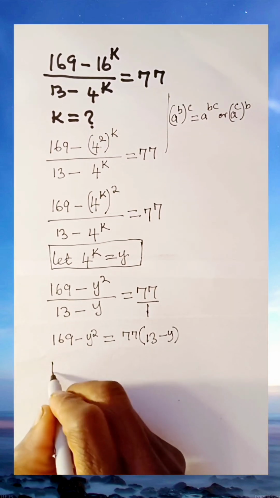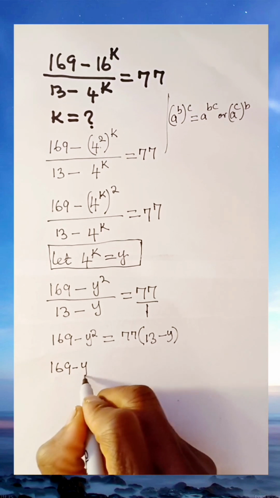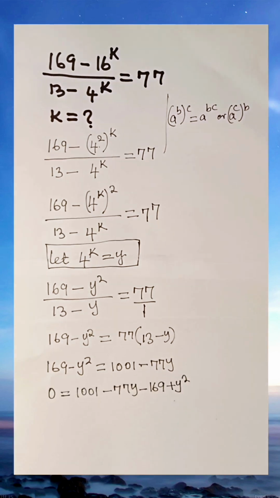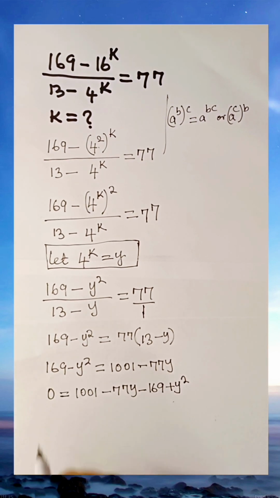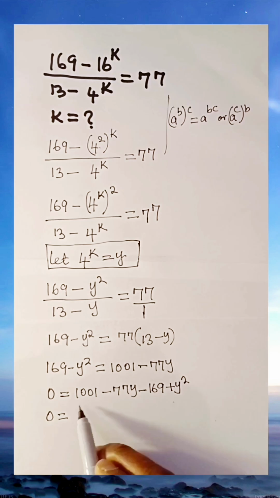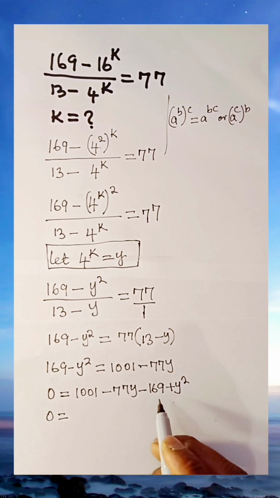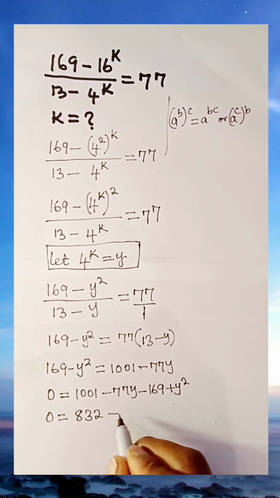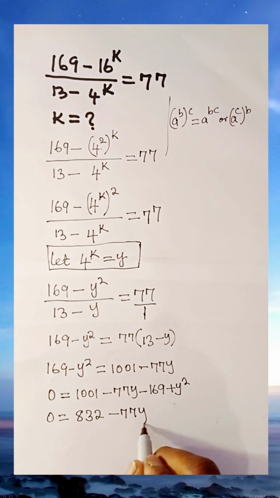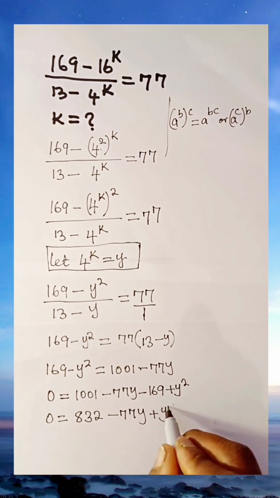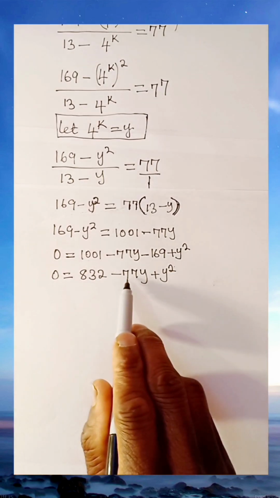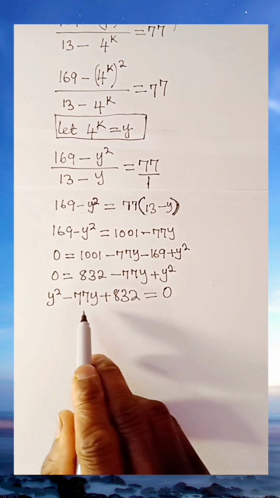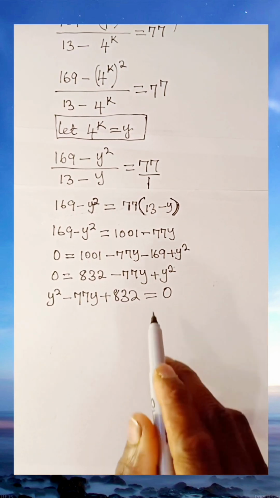Now let us equate the equation to 0. So we have 0 is equal to 1001 minus 169, which will give us 832, minus 77y, plus y squared. Now let us swap the right-hand side with the left-hand side. We now have a quadratic equation: y squared minus 77y plus 832 is equal to 0.